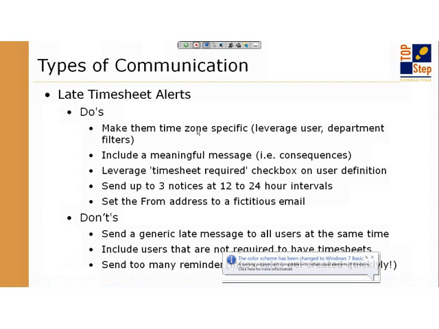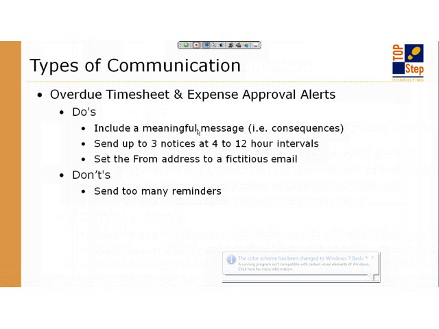The overdue timesheet and expense report, timesheets and expense approval alerts. Of course, there's a different alert for timesheets than expenses. And I like using this one, but you probably don't have to send quite as many out, maybe up to 3 notices at 4 or 12-hour intervals. And again, use that fictitious email address so you don't start getting replies through email when it's really a system-generated activity.